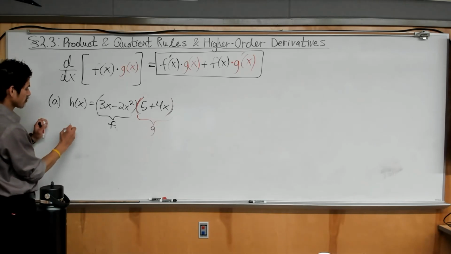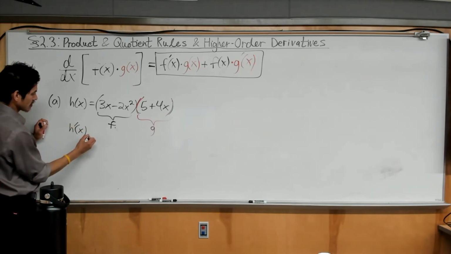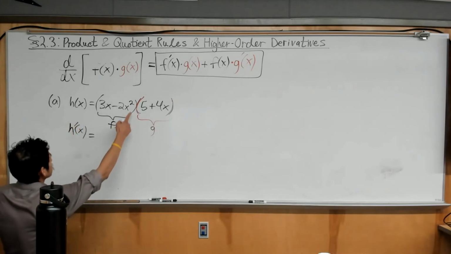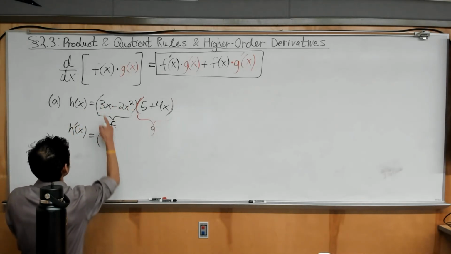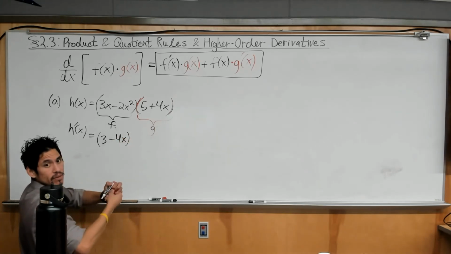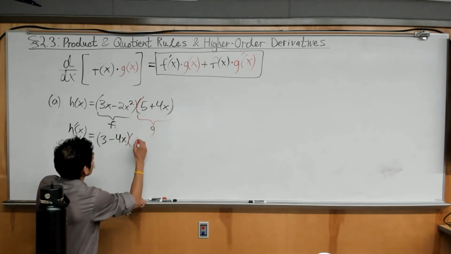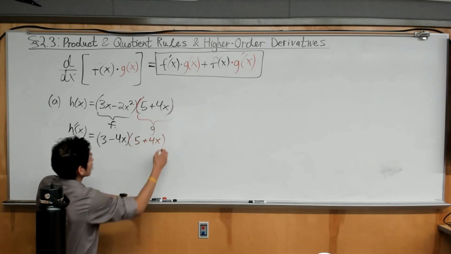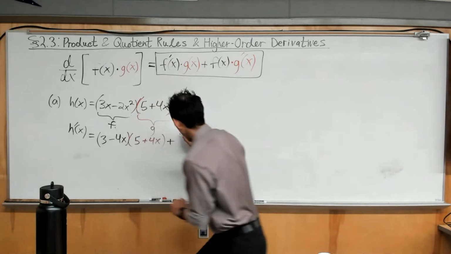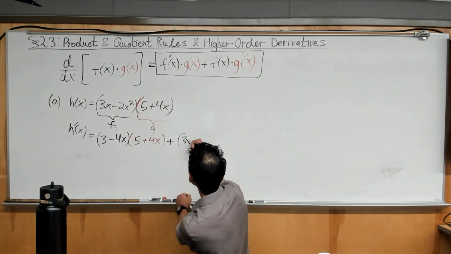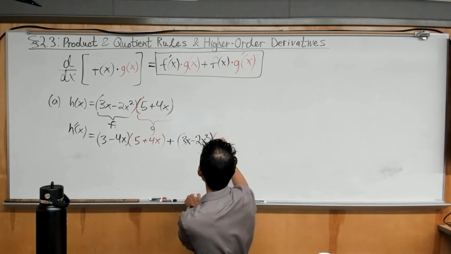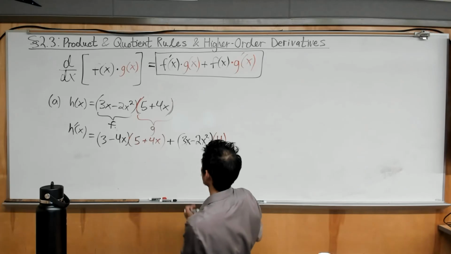So if we want to find h prime of x, what I do is take the derivative of this. So this will be 3 minus 4x. Leave this guy the same, 5 plus 4x. Then plus, now I'll leave this the same, 3x minus 2x squared, times the derivative of 5 plus 4x, which is just going to be 4.